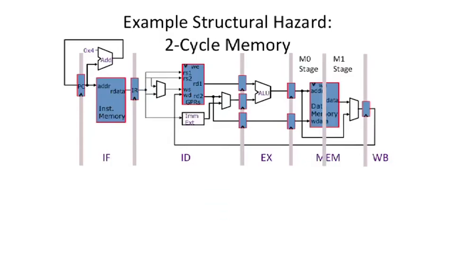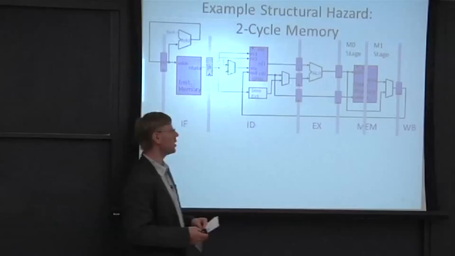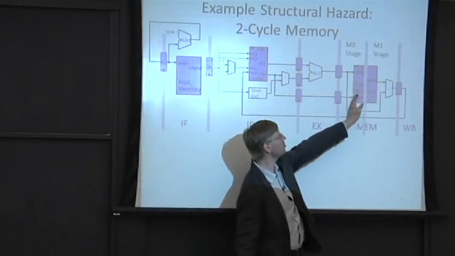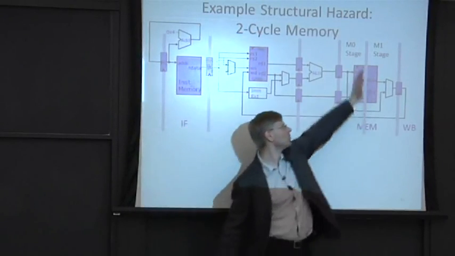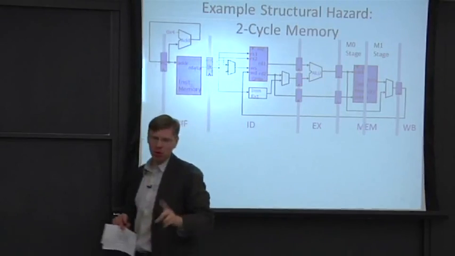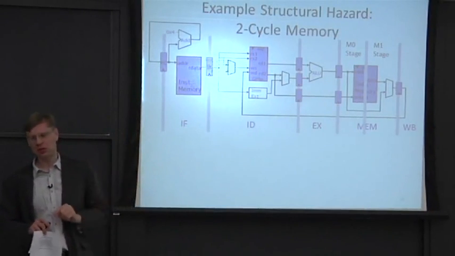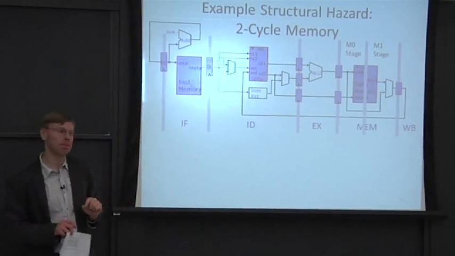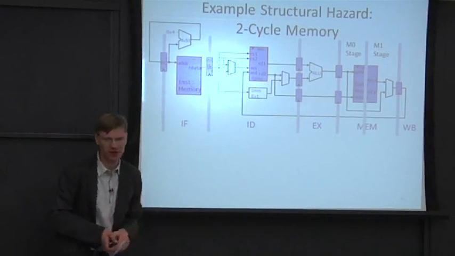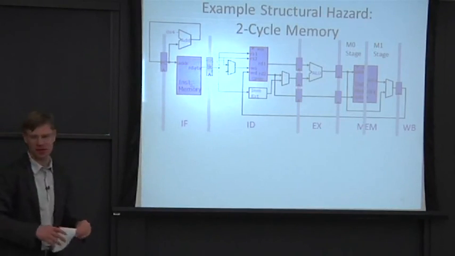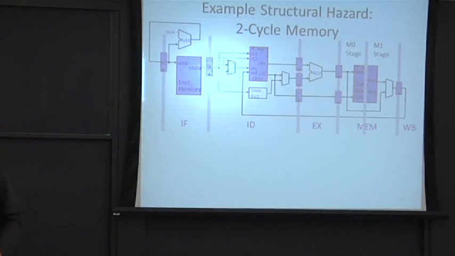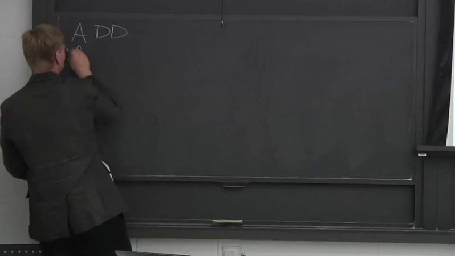So now that we've seen how to do a unified memory and what the pipeline should look like for that, let's go on to a different example where we have a two-cycle memory. In this two-cycle memory, we're going to have stages M0 and M1. We put a pipeline register down the middle of our memory here, but only one thing is able to use that memory at a time. So let's briefly draw the pipeline diagram for something like this.